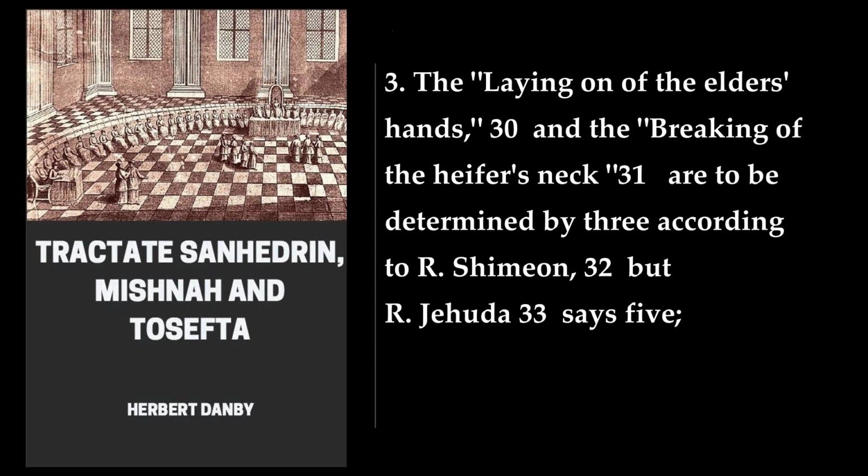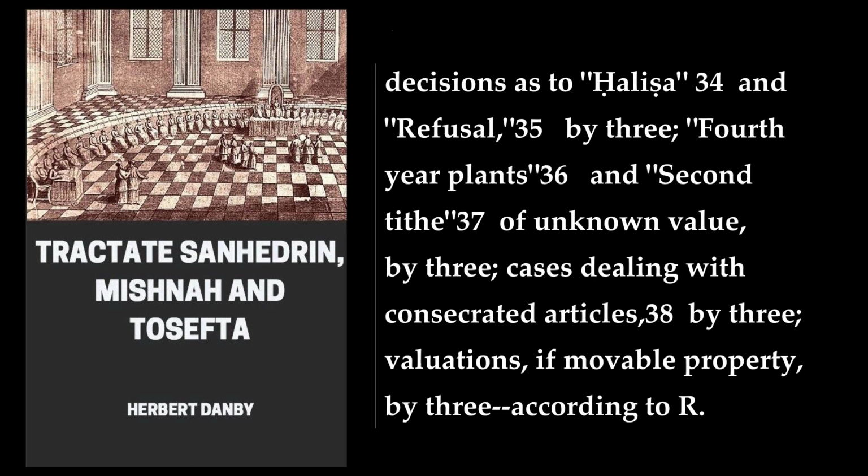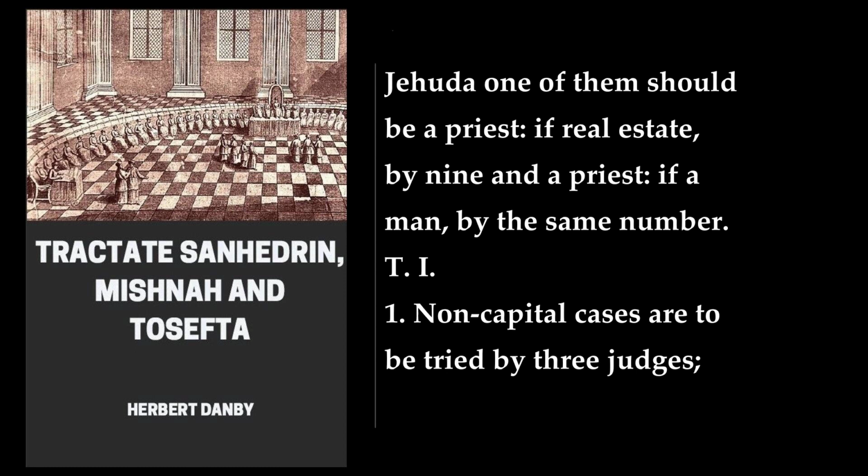3. The laying on of the elders' hands and the breaking of the heifer's neck are to be determined by 3 according to Rabbi Shimeon, but Rabbi Jehudah says 5. Decisions as to aliyah and refusal by 3, fourth-year plants and second tithe of unknown value by 3, cases dealing with consecrated articles by 3, valuations, if movable property, by 3 according to Rabbi Jehudah. One of them should be a priest, if real estate, by 9, and a priest, if a man, by the same number.